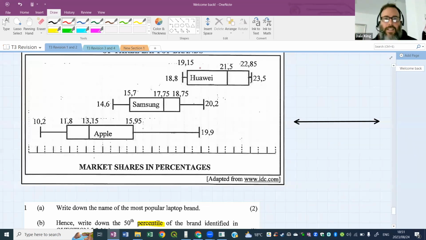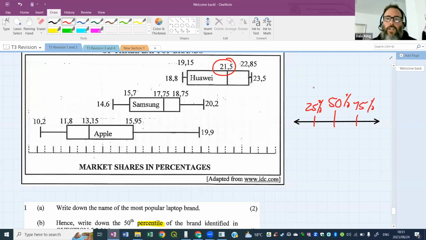Middle. Yes. Median. Yes, the median. Good. So we need the median for Huawei. Median in the middle. 50% is in the middle for Huawei. So what is the median for Huawei? Can you see it on the screen? It's 21,5. Absolutely. Thank you, Bianca. Excellent. Good job. Well done.